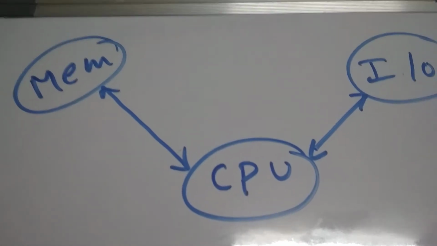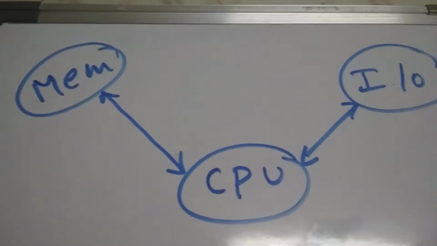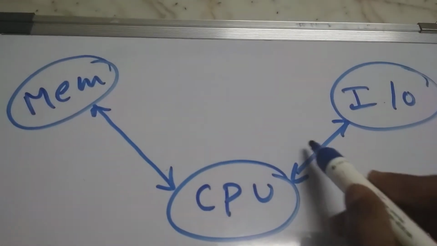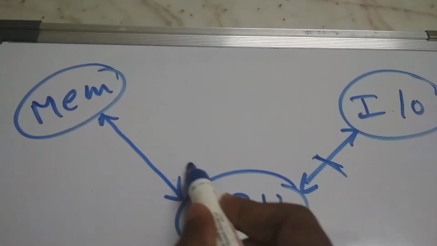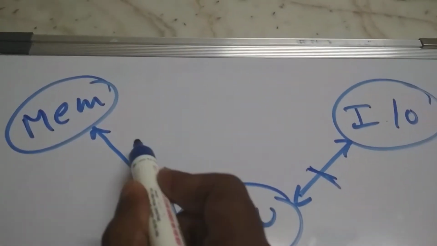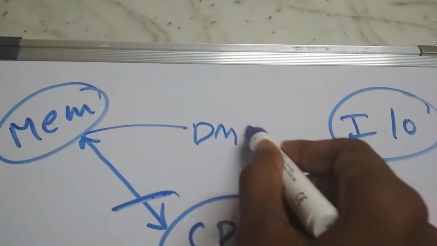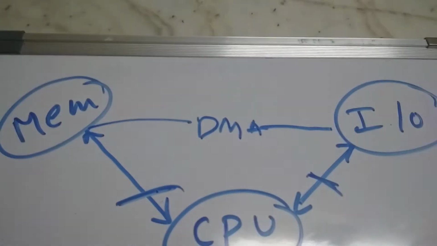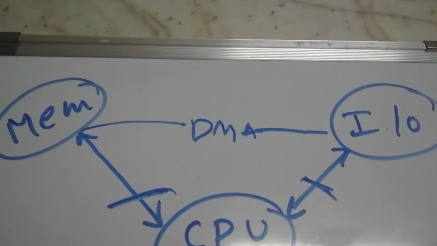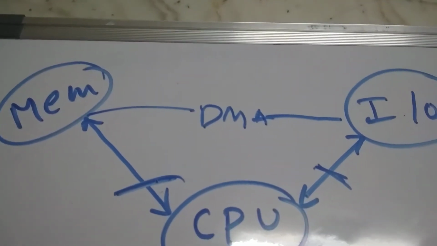So let's go into DMA. As you can see, this is our normal process. What we are trying to do is to remove this CPU from our game. So what we will do is add a DMA in between IO and memory. So let's discuss DMA in depth.